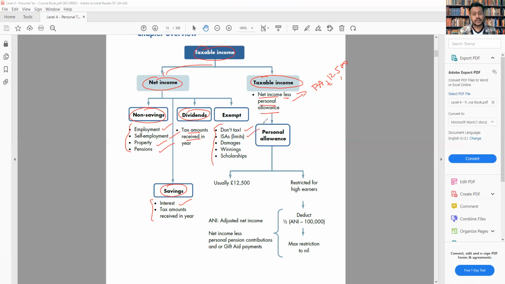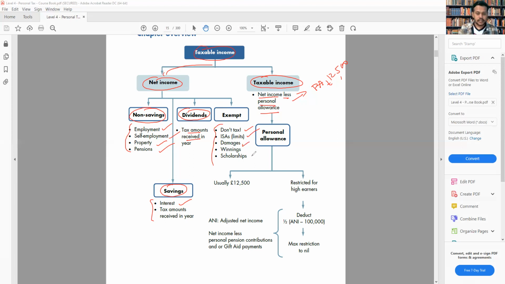ISA, that is individual savings account. This one has a limit up to £20,000. Up to £20,000 is free. If you have an ISA, individual savings income, up to £20,000, you don't have to pay the tax. Now, sometimes when you give tax planning to your client or to someone, you can mention all of this so that they can save some tax.